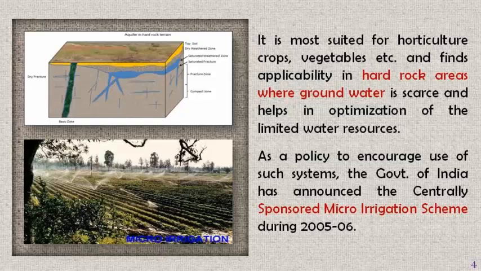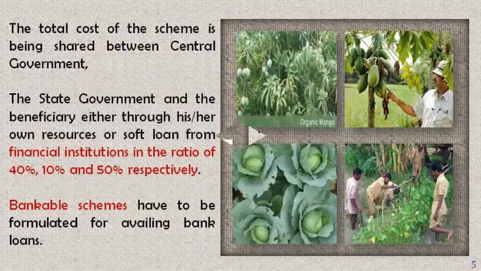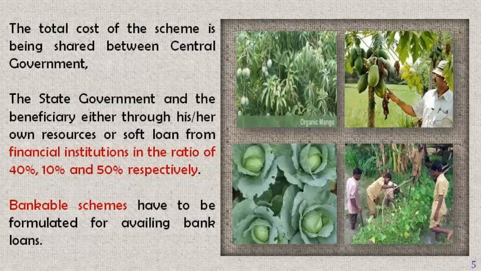As a policy to encourage use of such systems, the Government of India has announced the centrally sponsored micro irrigation scheme during 2006. The total cost of the scheme is being shared between the central government, the state government, and the beneficiary, either through his or her own resources or soft loan from financial institutions, in the ratio of 40%, 10%, and 50% respectively. Bankable schemes have to be formulated for availing bank loans.